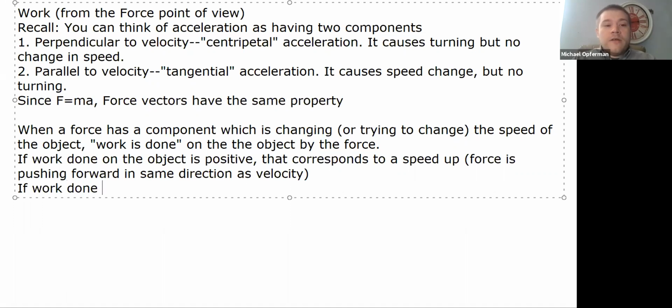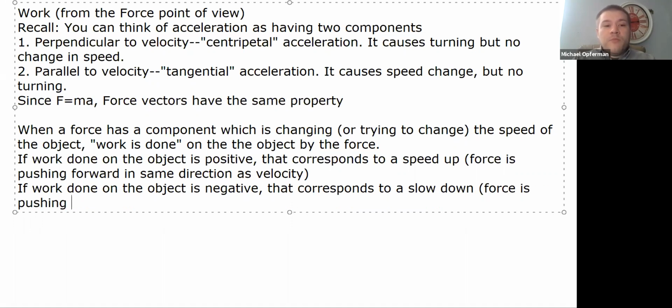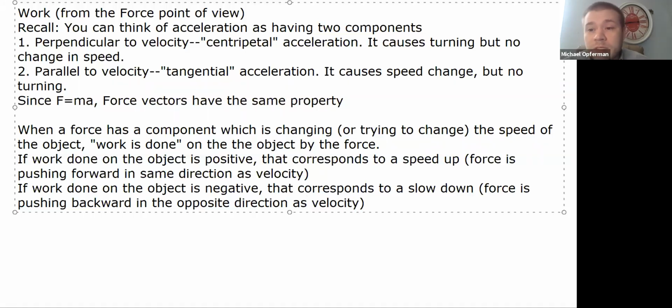And if the work done on the object is negative, that corresponds to a slowdown. So that would be when the force is pushing backward in the opposite direction as the velocity. Okay, so those are the two possibilities. And then, of course, you can have no force component in the same direction as the velocity, in which case you have zero work being done. So that's what work is conceptually.